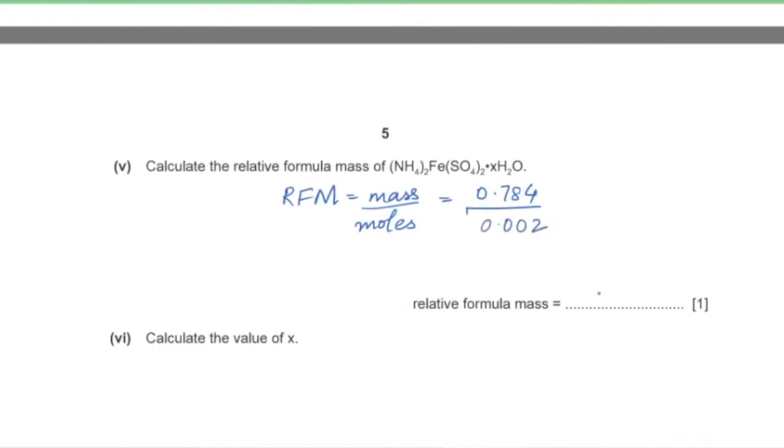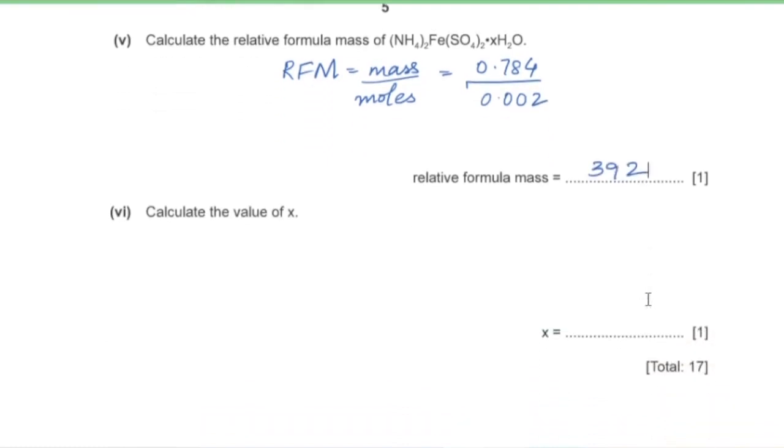So the relative formula mass for the Mohr salt is 392. Now part 6, calculate the value of X. To get the value of X, you should subtract the Mr of anhydrous Mohr salt, that is (NH4)2Fe(SO4)2 without the water molecules, from the Mr of the hydrated salt, which would include the xH2O.